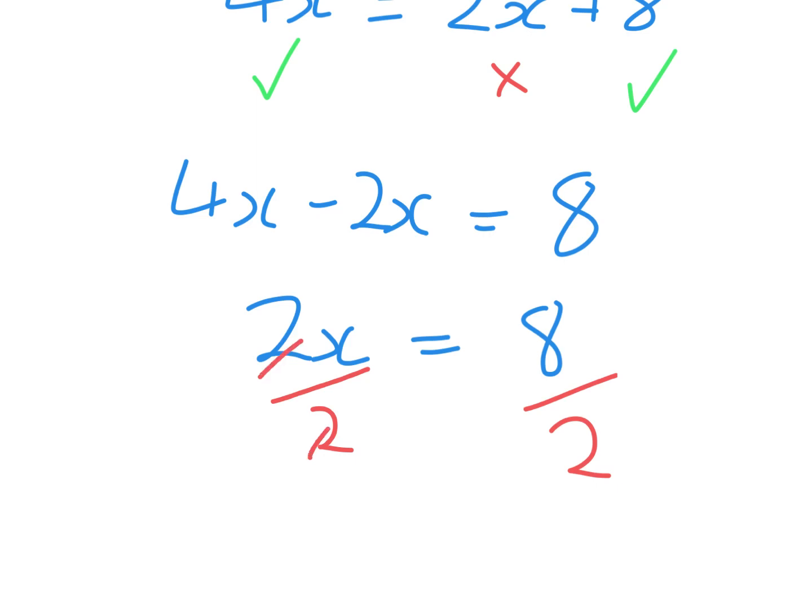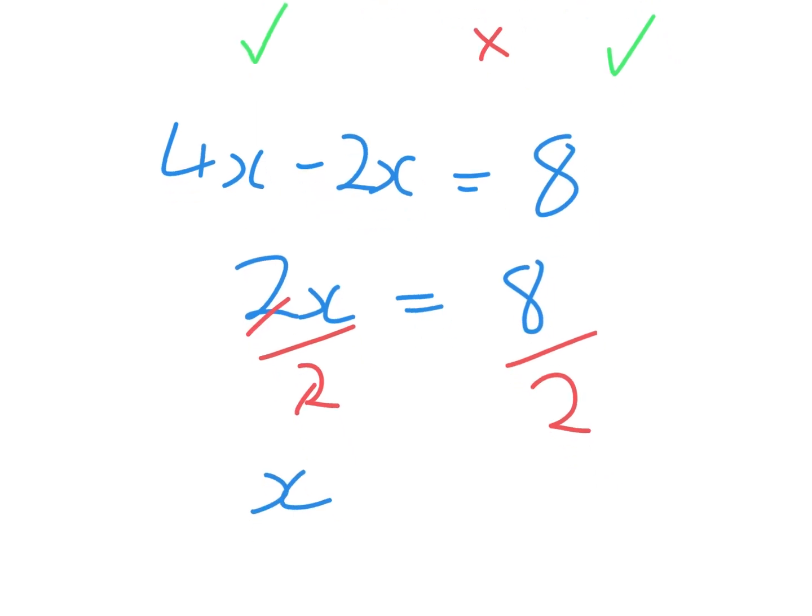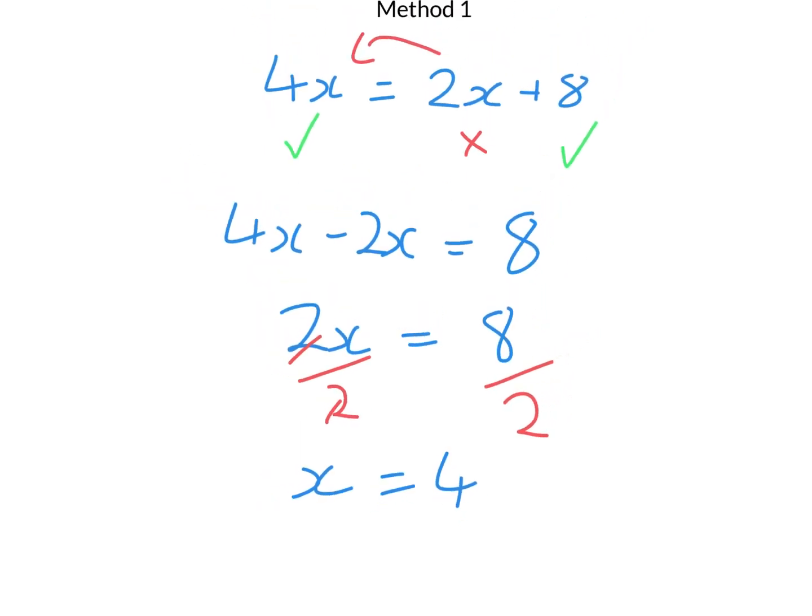On the left hand side, these cancel out to give us x. On the right hand side, 8 divided by 2 gives us 4. So now we've solved for x, we have x equals 4. And that means that that question is done.